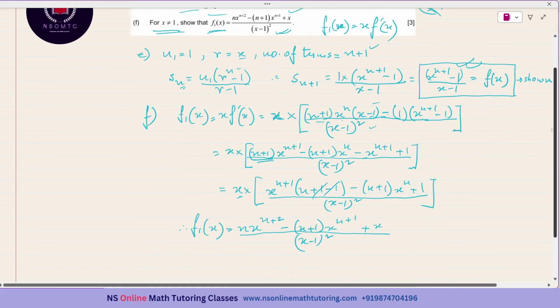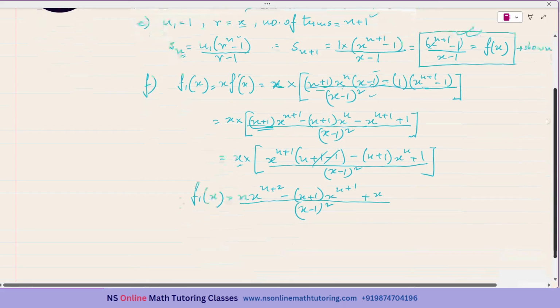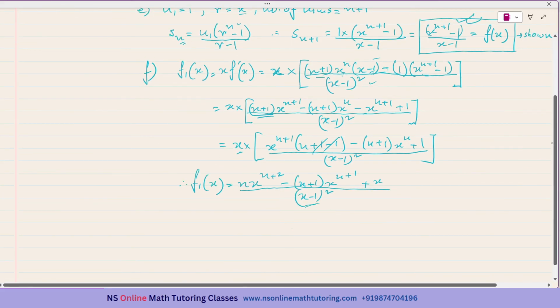See, n times x to the power of n plus 2 minus n plus 1 x to the power of n plus 1 plus x divided by x minus 1 whole square. Okay. Obviously, for x not equal to 1, because if x equal to 1, the denominator will be equal to 0. So x cannot have a value of 1, for x not equal to 1. Shown.